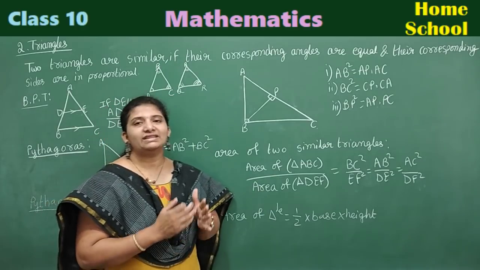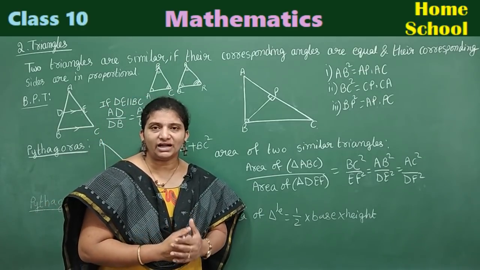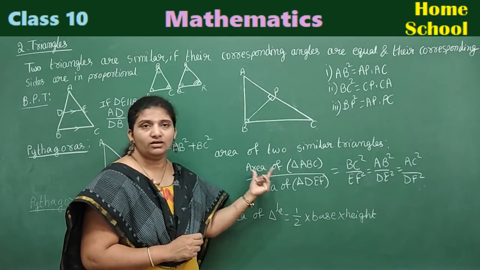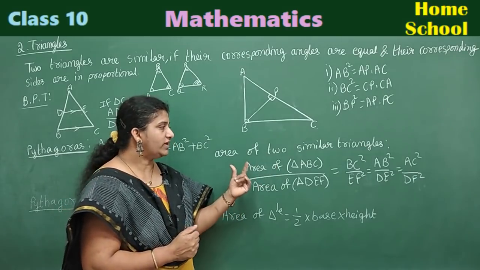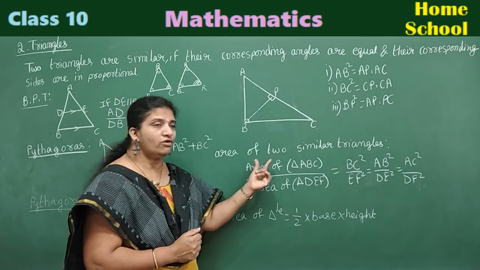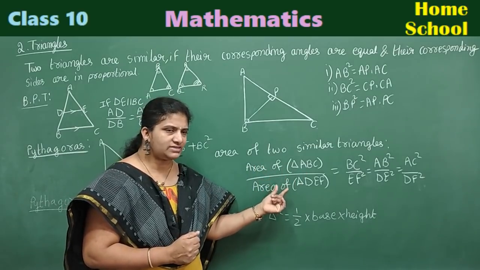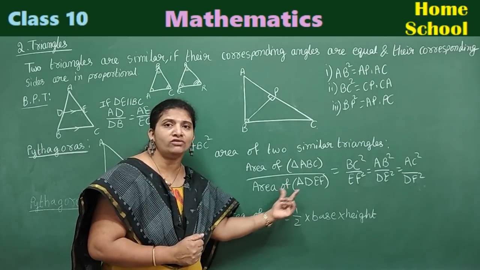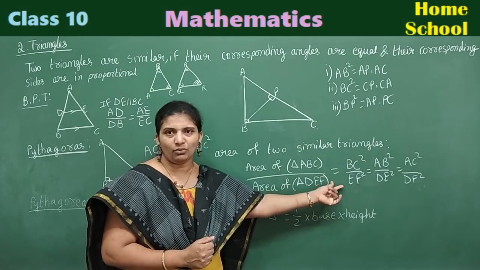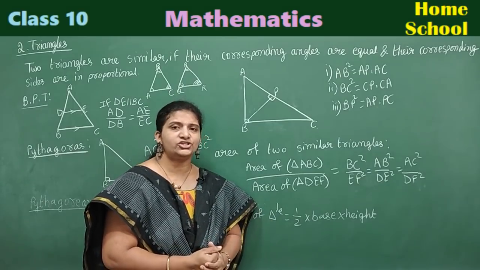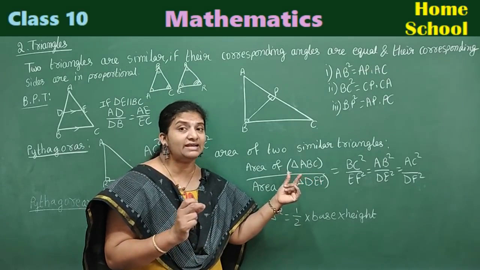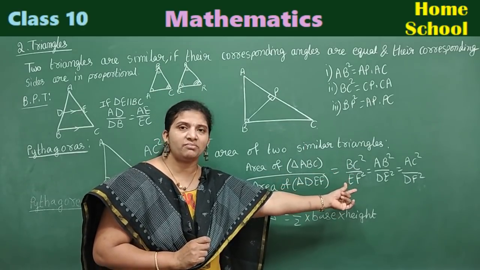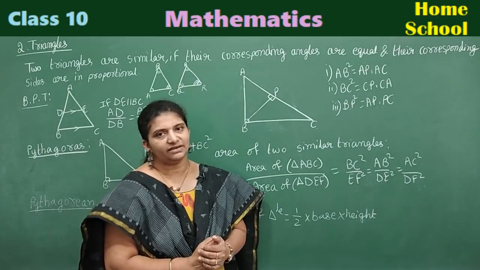So in this chapter, we can expect most of the multiple choice questions either from the application of BPT or area of two similar triangles. What is the formula you need to remember? Area of triangle ABC. The two triangles are ABC and DEF. That is, area of triangle ABC by area of triangle DEF is equal to, what are all these square ratios, children? These are all the sides square ratio. BC square by EF square, AB square by DE square, AC square by DF square.